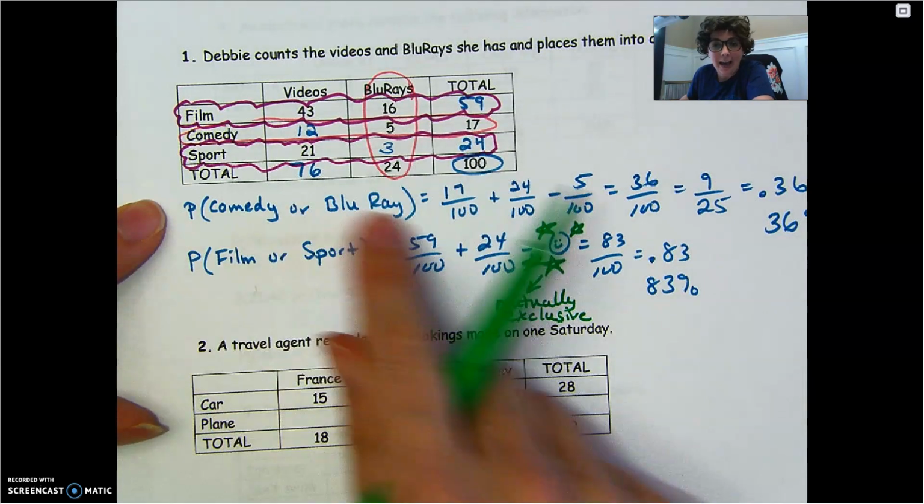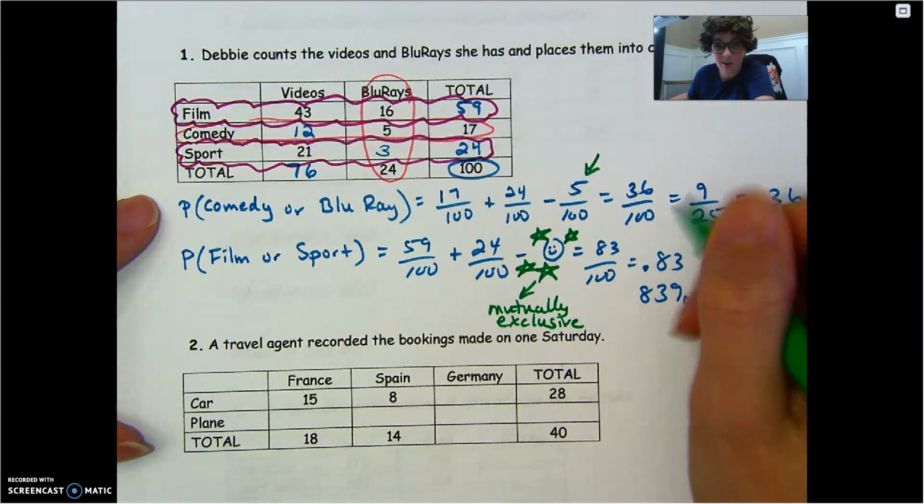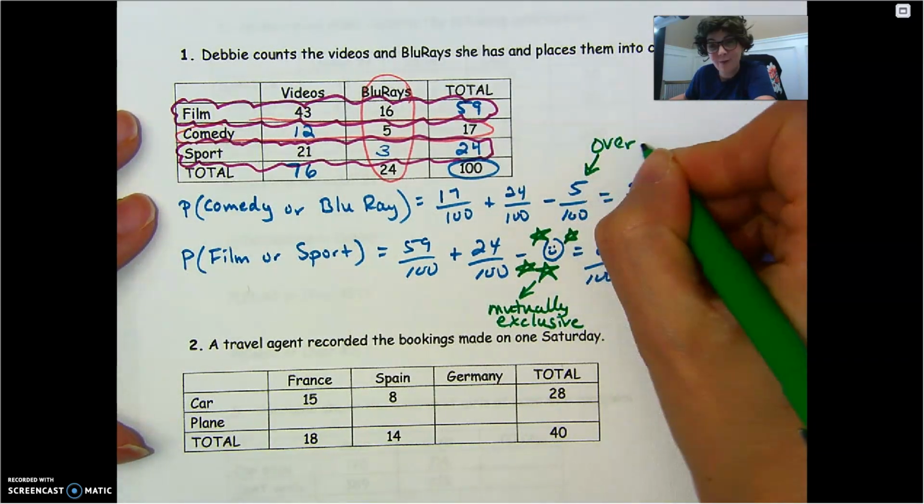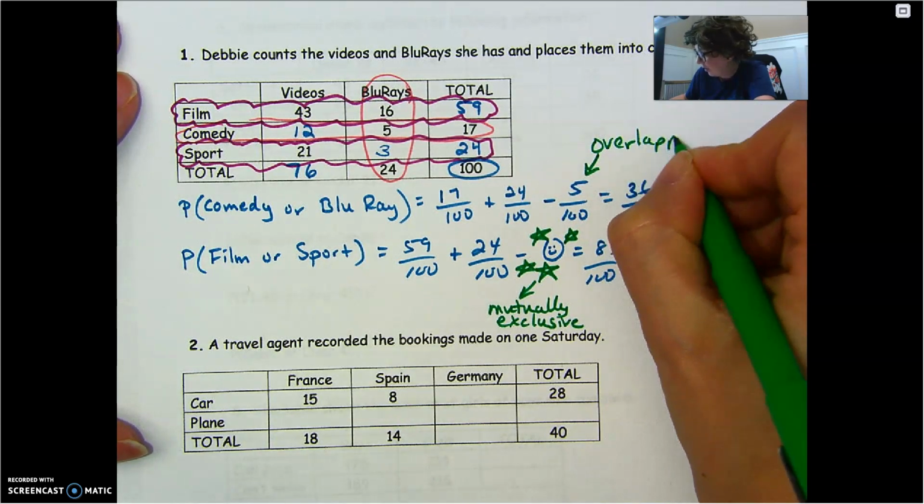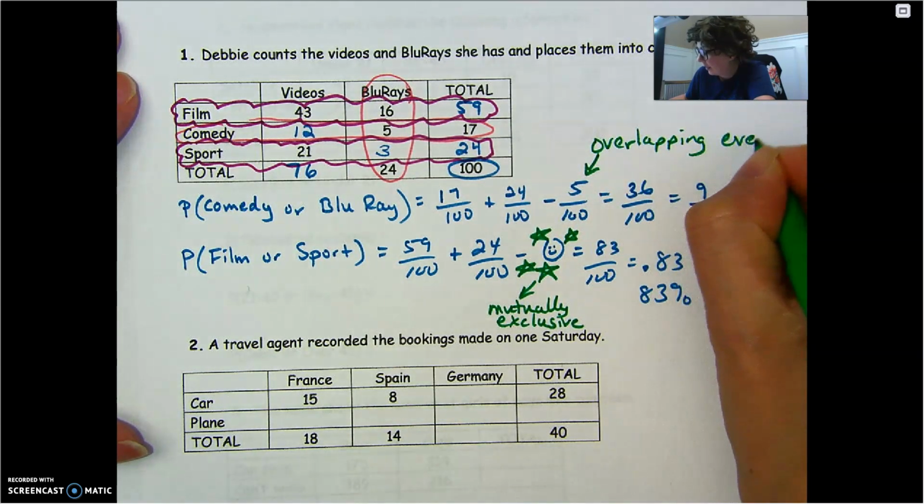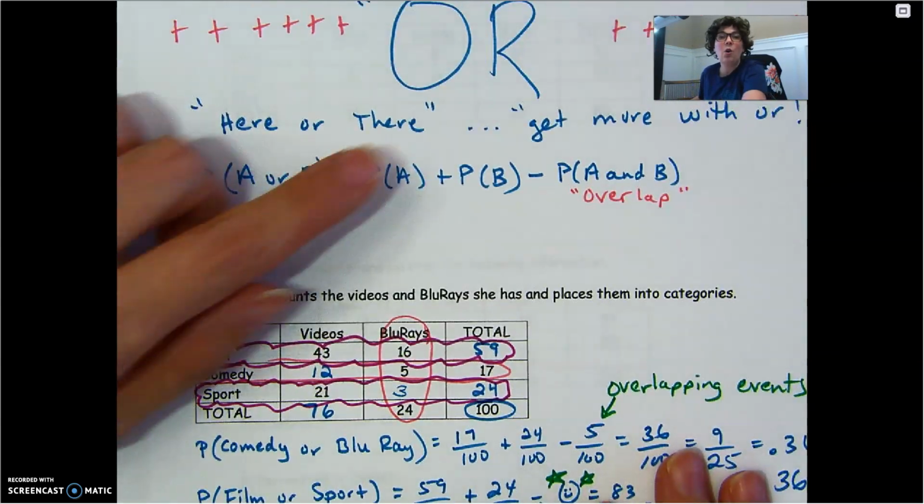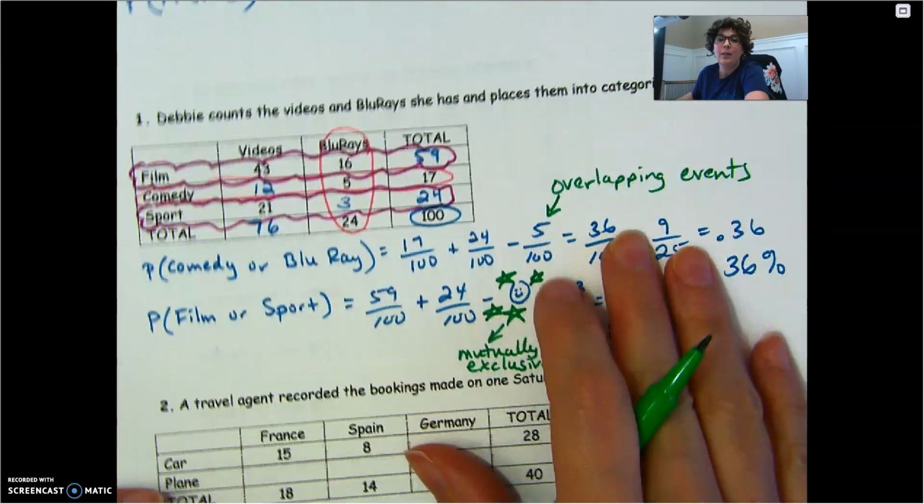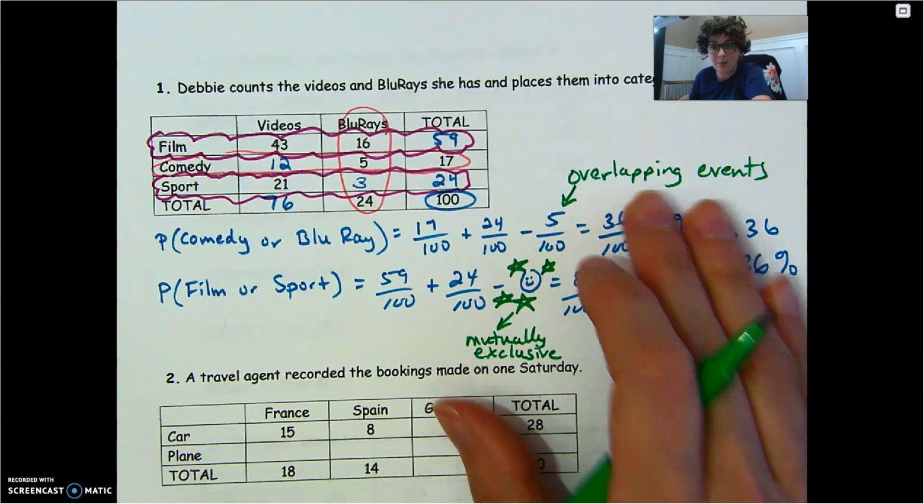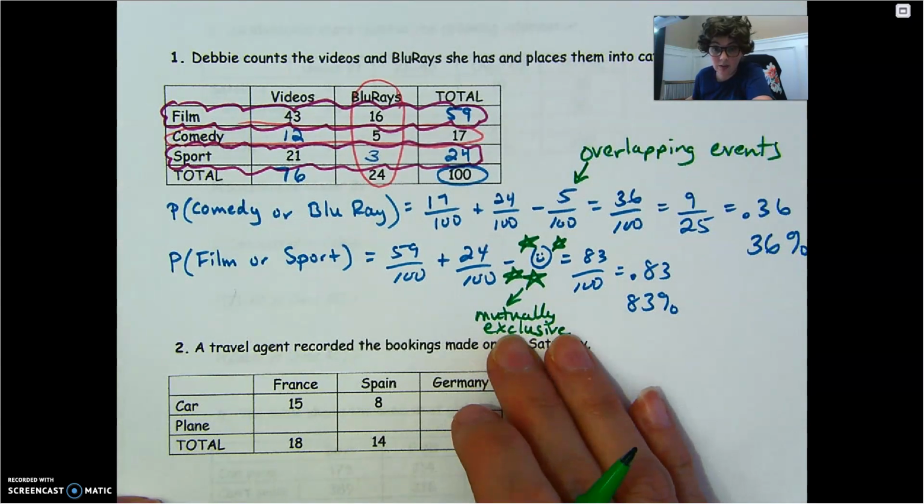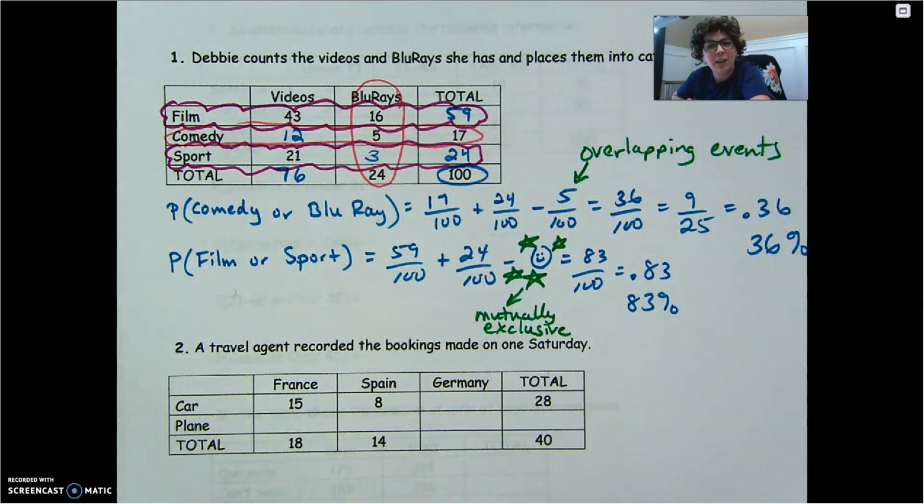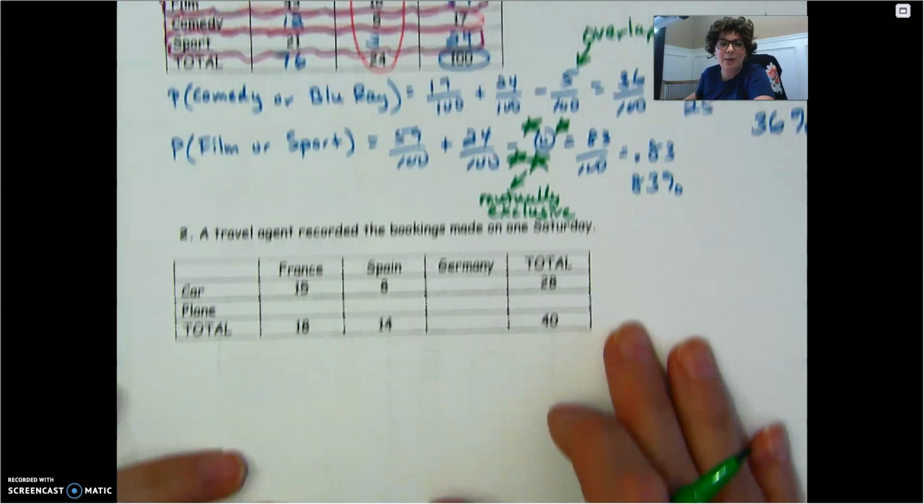Up here where we had an overlap, guess what that's called? It's called overlap. So we call that overlapping events. So when you do the word or for probabilities, you have overlapping events sometimes. You can also have mutually exclusive events. So there's some vocab for you. All right, let's try another one.